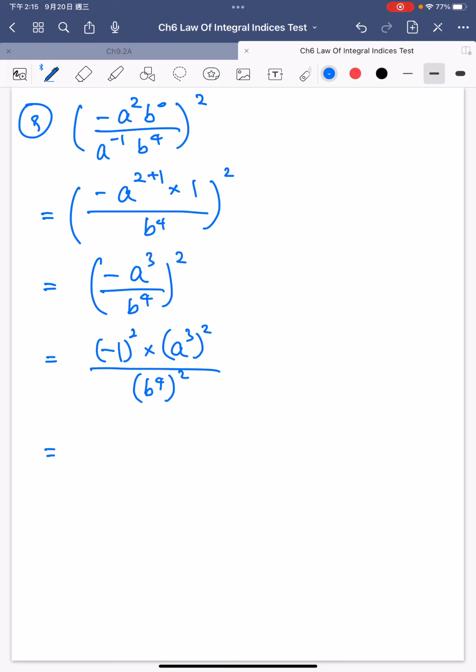So we simplify it, negative 1 squared gives you a positive 1, and then we times the a to the power of 6 divided by b to the power of 8. So this 6 is coming from this 3 times 2, a power of a power, so you have times the powers. So b to the power of 8 is coming from this 4 times 2. So the answer will be equal to a to the power of 6 divided by b to the power of 8.